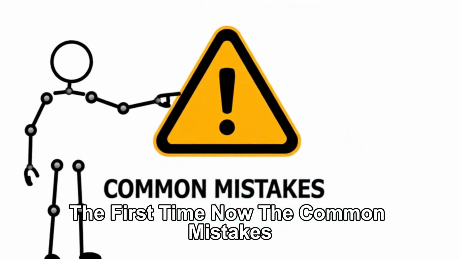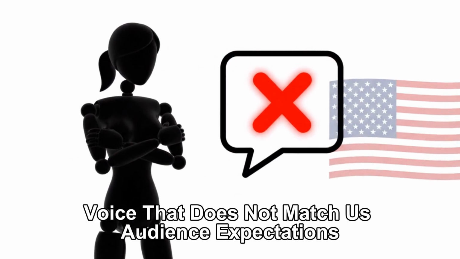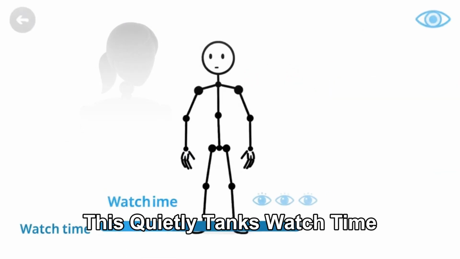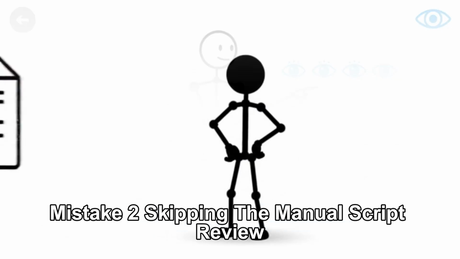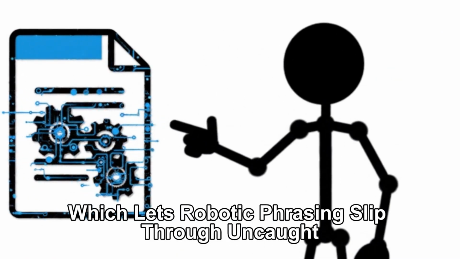Now, the common mistakes. Mistake 1. Using a generic AI voice that does not match US audience expectations. This quietly tanks watch time. Mistake 2. Skipping the manual script review, which lets robotic phrasing slip through uncaught.